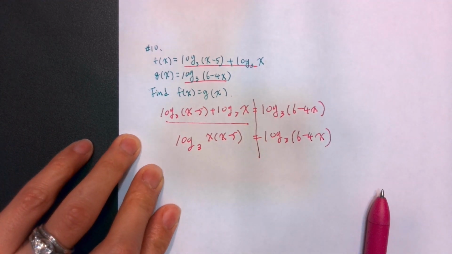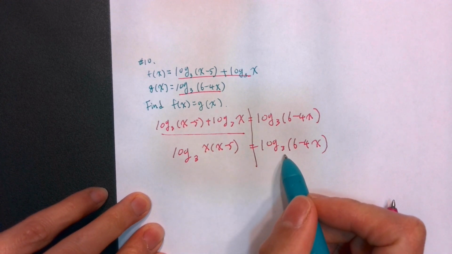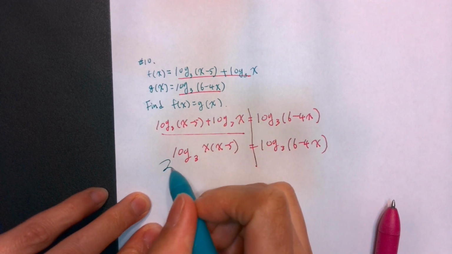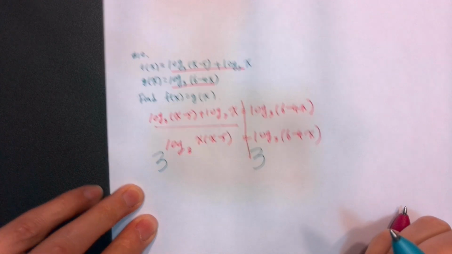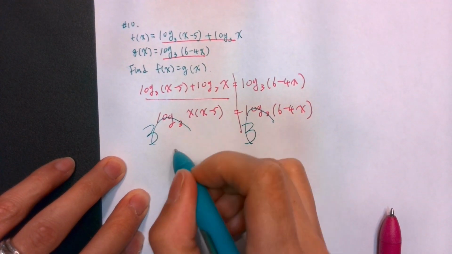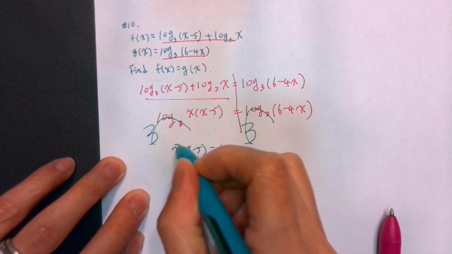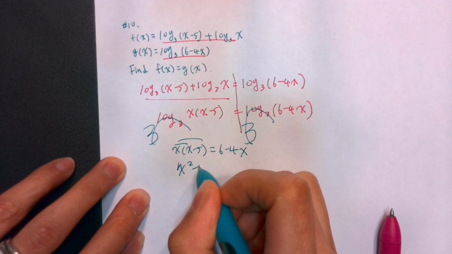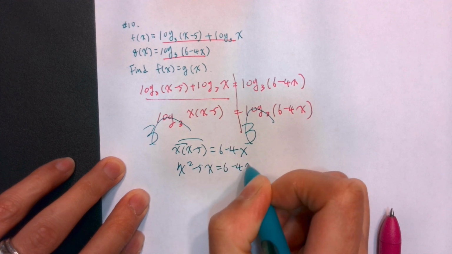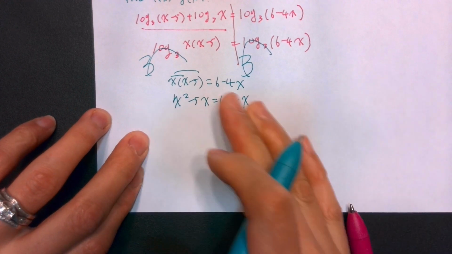Now what do I do? Notice both sides have log base 3, so I'm gonna exponentiate with the base 3. Then I can cancel it out. Then I'm left with x times x minus 5 equal to 6 minus 4x. Distributing, x squared minus 5x is equal to 6 minus 4x. I mean, like 98% of you did it right up to that part.